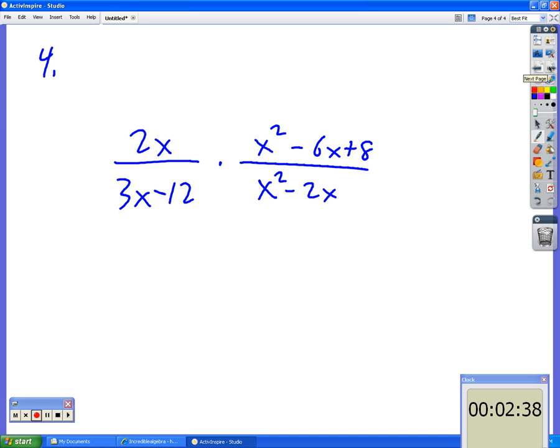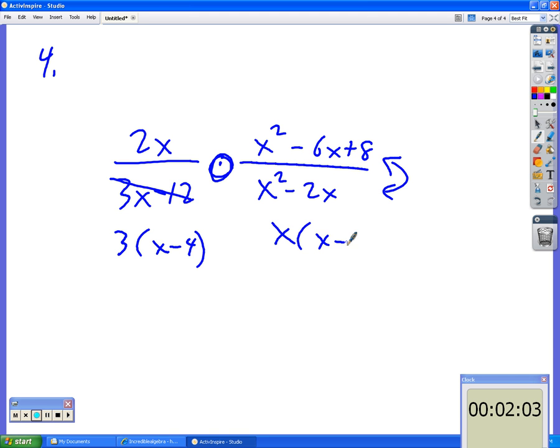Number 4. Now, number 4, first, I took the division sign here and made a modification and turned this upside down. That's what I did. Now, did I factor? The 2x is fine. The 3x minus 12, I can take a 3 out. That leaves me x minus 4 there. On the bottom over here, I can take an x out. That leaves me x minus 2. That one's gone.